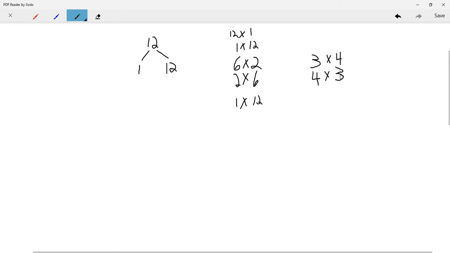So that is what factors are. Basically, they're just the numbers that multiply to get to a specific number. So the factors of 12 would be 1, 2, 3, 4, 6, 12. Okay, so these are the factors of 12.